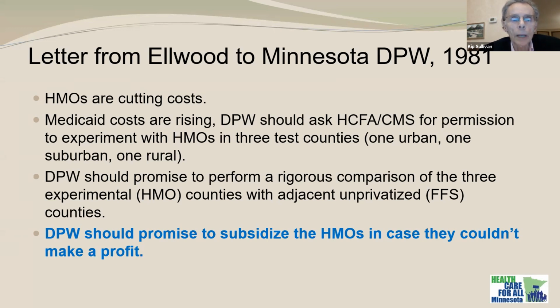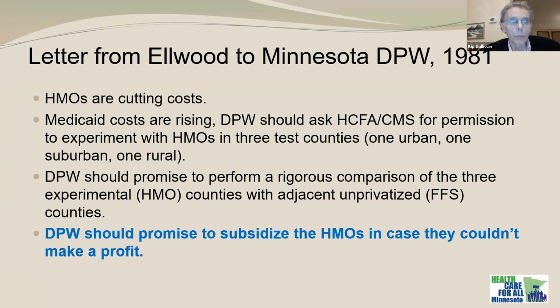Ellwood proposed 3 types of subsidies. First, he proposed an exclusion for Medicaid recipients who, quote, failed a health screen. Your guess is as good as mine what that means. He didn't explain. I think it means you do something to guarantee the HMOs get healthier patients, enrollees. Secondly, he proposed that DPW would pay all hospital costs in excess of $5,000 per admission. Third, he proposed that DPW would pay for all out-of-network care.